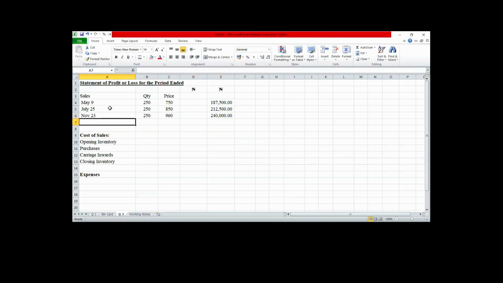Which one was the next one? December 12. How many units? 250. At what rate? 1,200. This is equal to 250 times 1,200, which is 300,000.